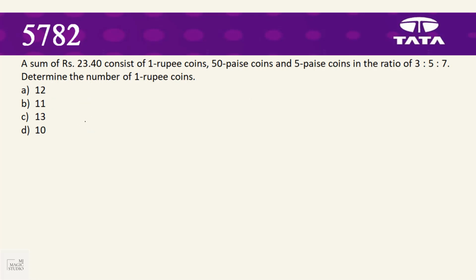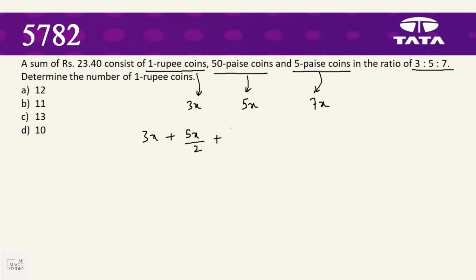The easiest and the famous questions from ratio proportion. A sum of rupees 23.40 consists of 1 rupee coin, 50 paise coin and 5 paise coin in this ratio. So we have 3x coin, 50 paise 5x coin and 5 paise 7x coin. So if we multiply this with the rupee value, 3x plus 5x, 50 paise means half a rupee, plus 7x by 5 paise means 1 by 20th part of the rupee.